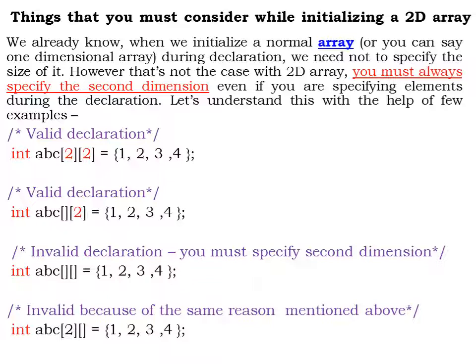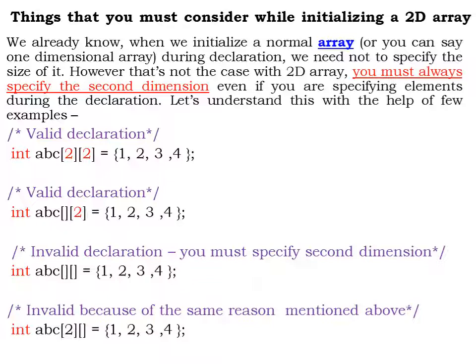So let us understand this with the help of a few examples. In the first example we have declared an array named ABC of type integer, where we have specified both dimensions as 2, 2, that is 2 rows and 2 columns. So we initialize the values. 4 values we have initialized as 1, 2, 3 and 4. So this is a valid two-dimensional array declaration.